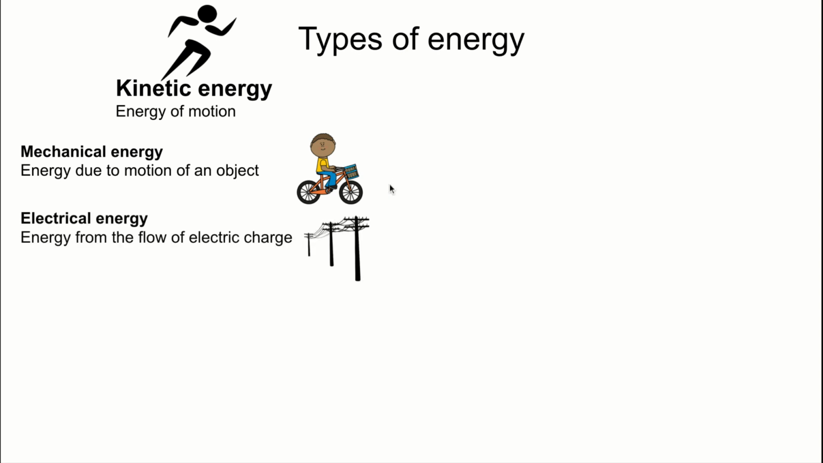We've also got electrical energy, which is also a type of kinetic energy, energy of motion. This is energy from the flow of electric charge. You aren't seeing the electric charge moving, it's way too small for you to see, but the electricity flowing through our power lines is actually moving. Electric charges are moving. Thermal energy has motion involved.